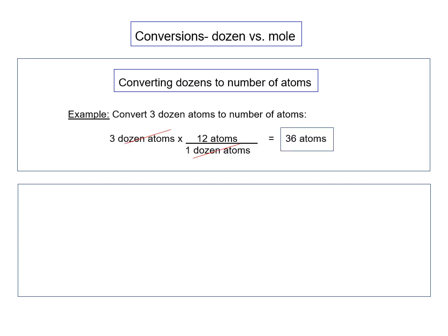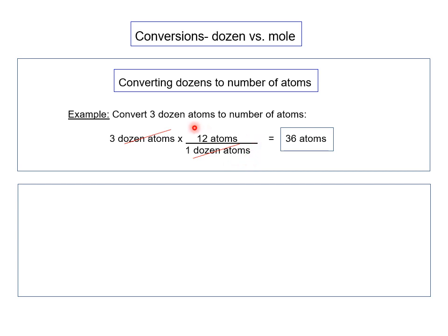We always start off with what we're given. So we start off with 3 dozen atoms. Remember when we talked about conversions, we said we start off with what we're given. The unit we're trying to get rid of goes on the bottom. So dozen atoms goes on the bottom.